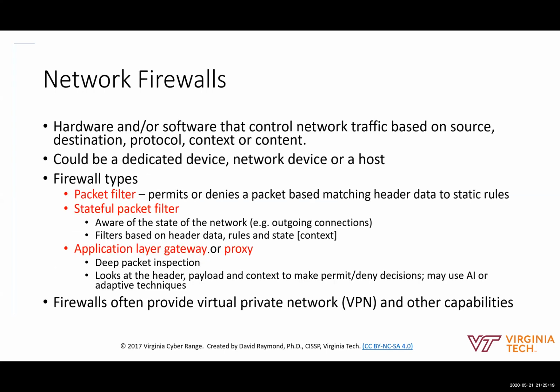Okay, so starting with network firewalls. Network firewalls are hardware and/or software that control network traffic based on source, destination, protocol, context, or content. A firewall is all about logically allowing or blocking certain types of network traffic. It's pretty straightforward. You might want to allow certain traffic into your network for certain reasons, and you may want to block other traffic because it might be malicious.